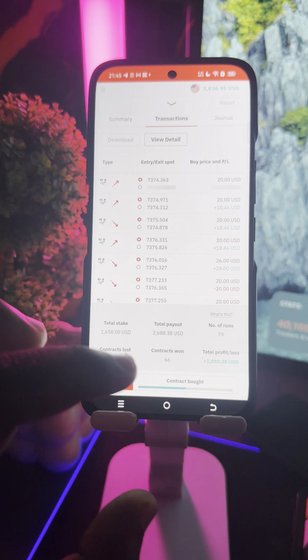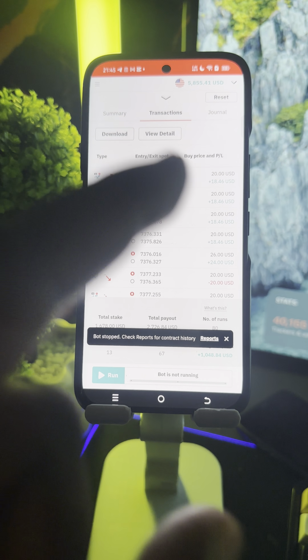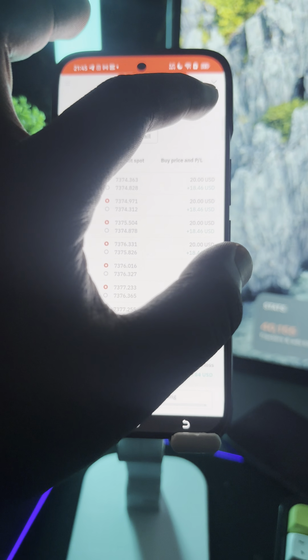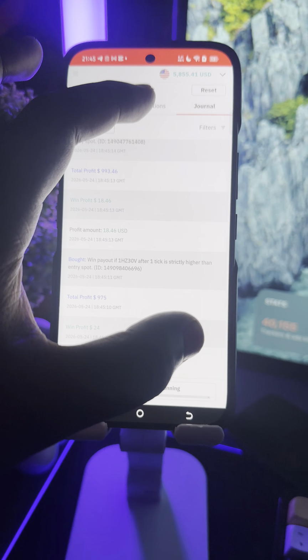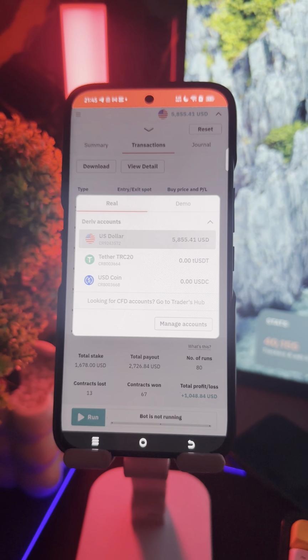Okay, so you see we've made $1,048.84. Crazy, right? You see it? It's crazy. You see?